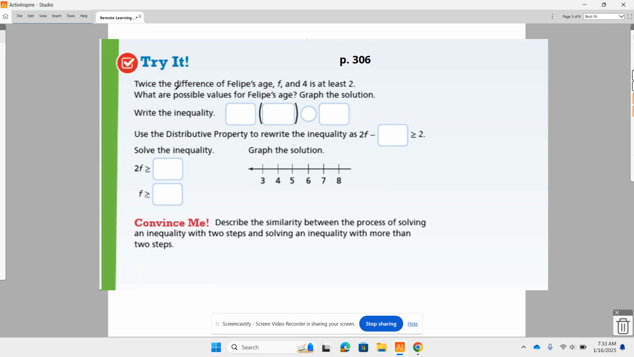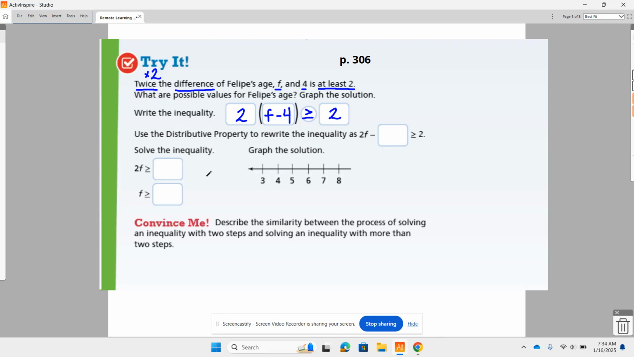So keep in mind that difference, remember, means to subtract. So we're trying to find twice the difference, which is why we need some parentheses. Twice means to times by 2, which means that we'll need 2 on the outside because we're going to be distributing it to the difference. The difference of F, Felipe's age, and 4. So inside the parentheses, we need F minus 4. Remember, at least means 2 or more. So that means greater than or equal to 2.